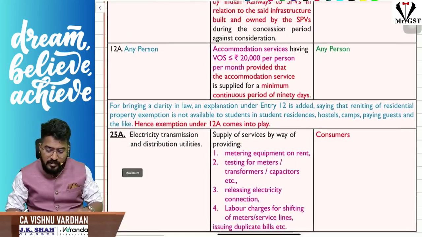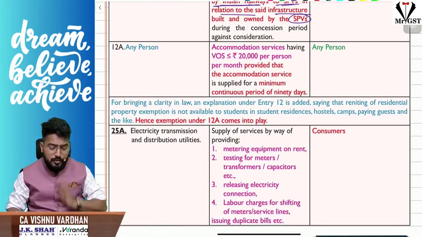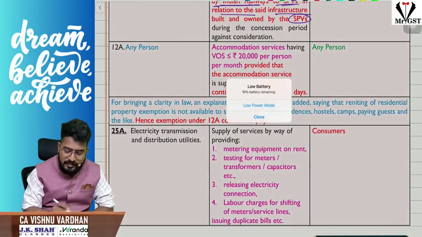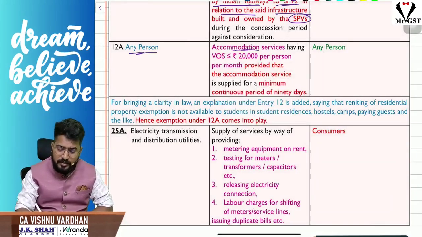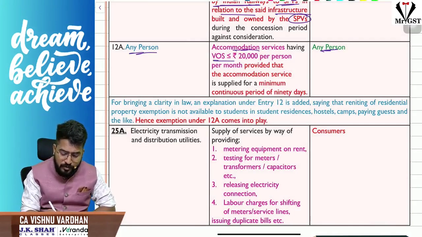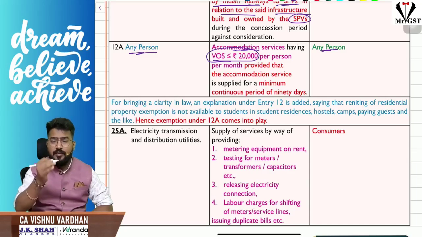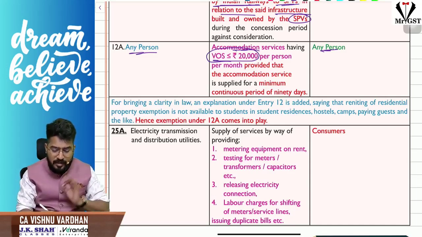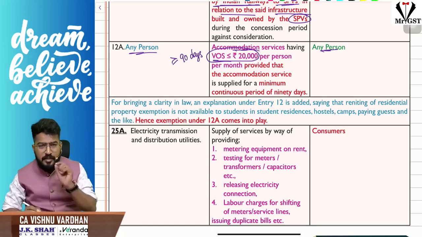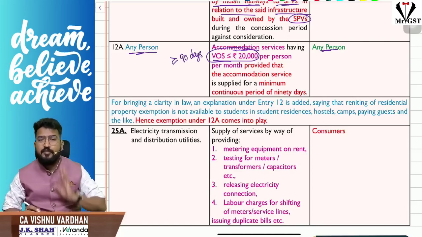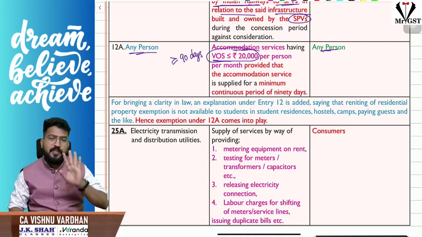Now another interesting one, this is for you people, for students mainly. Any person providing accommodation services to any person, but here the point is, the value of supply should be less than or equal to 20,000 per person, and a very important thing is that the stay period should be minimum 90 days. That means it should be greater than or equal to 90 days, a continuous stay of 90 days. For that, if you are paying the rent, then it is exempt under GST.